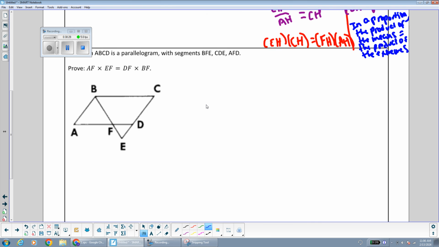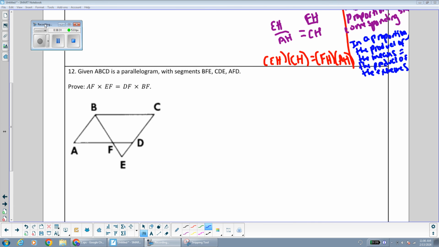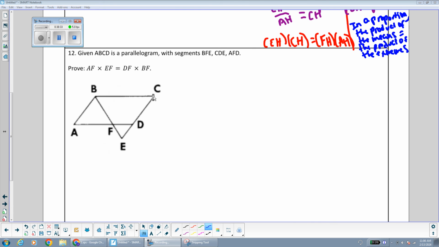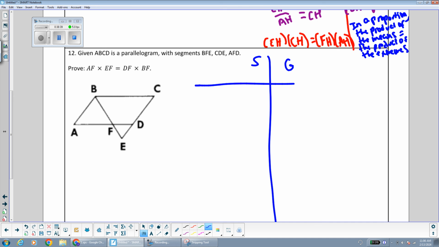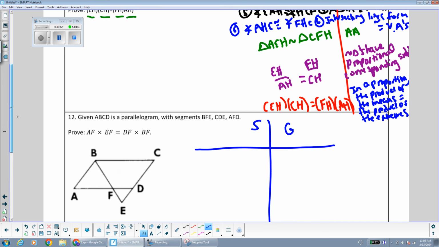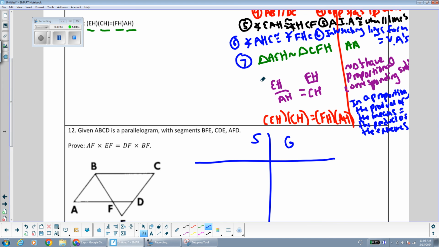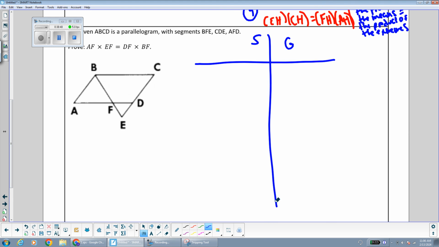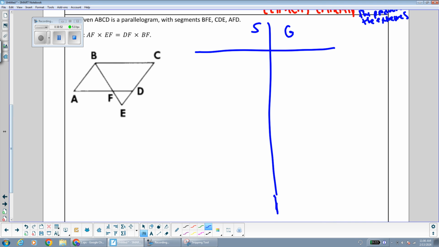Okay. One more question over here. And just like the last one, we are proving a product. So I am going to work backwards, just like I did in the last one. And I should go back and number my steps at the end. So that's 7, 8, and 9. Here we go. Okay, so I'm going to start from the end. I don't know how much space I'm going to need, so let me go all the way down over here. So our proof statement is AF times EF is equal to DF times BF.